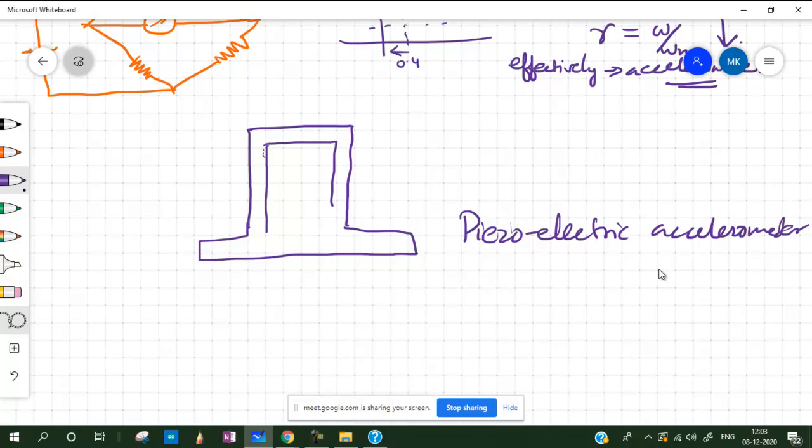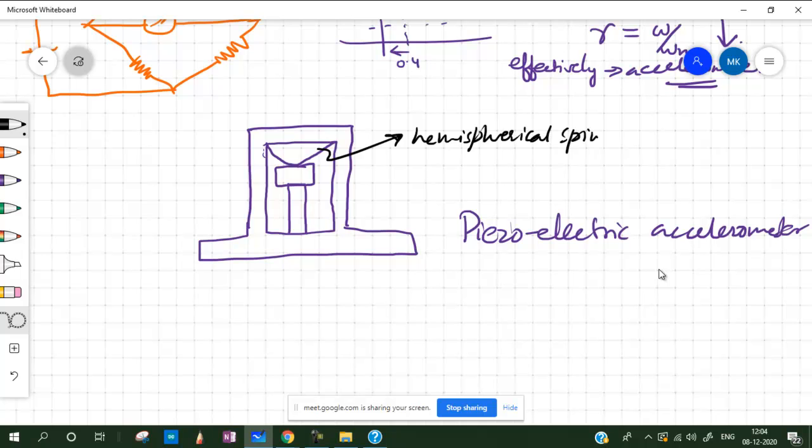So in this case, we just use a crystal and we, let's say, load it with some mass again. Then we have something called a hemispherical spring, or we can have any other spring arrangement. So we have a piezoelectric crystal here. Obviously this is the body which is moving. All right. So what happens is, because of the motion, this mass will also move.